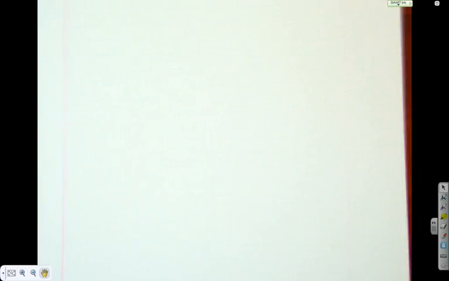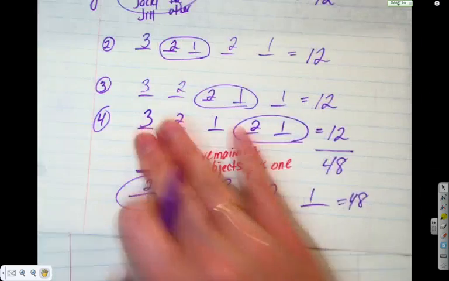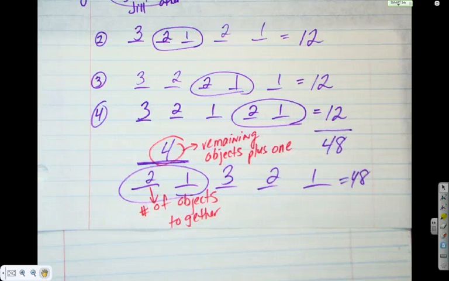Well, now they refuse to sit together. At this point, you're like, just go home. The remaining objects plus 1.